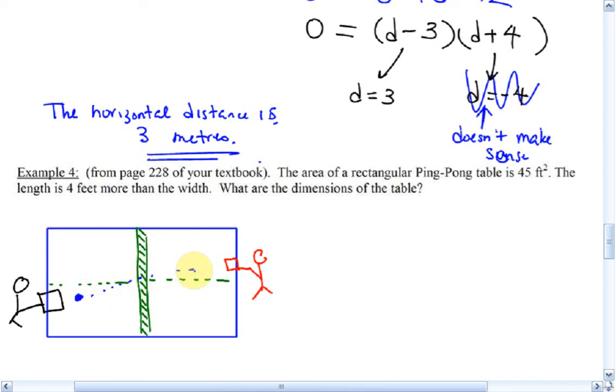All right. Here's the question. It says the area of the rectangular ping pong table is 45 feet squared. But notice it says the length of the table is 4 feet more than the width. So I think you're going to have to figure out the dimensions of the table, the length and the width. Once again, this here is the width, right? And over here is the length.